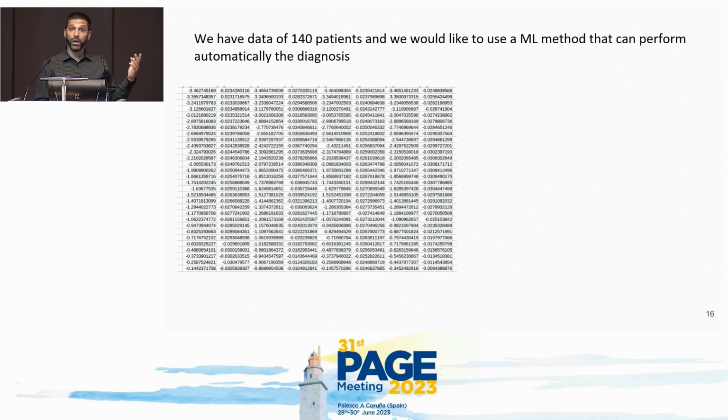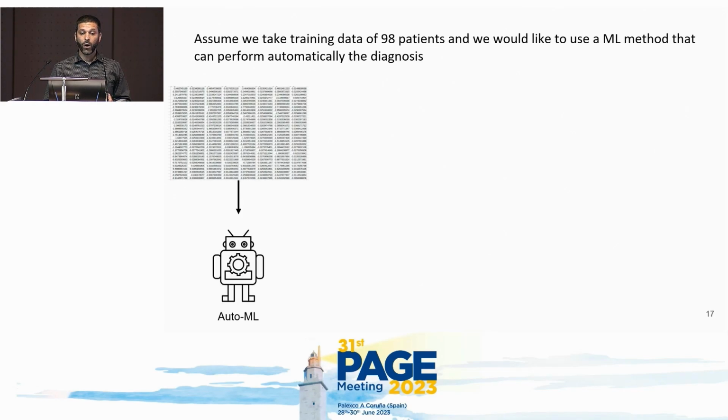We have data of 140 patients, and we would like to use a machine learning method that can perform the diagnosis automatically. So I take only 98 of my patients, and I start looking for a machine learning method that gives a very good diagnosis. I put everything into AutoML. AutoML gives you the best method with the best parameters for your problem. The machine learning is giving us, as advice, a random forest classifier with n_estimators 100 and maximum depth 100.